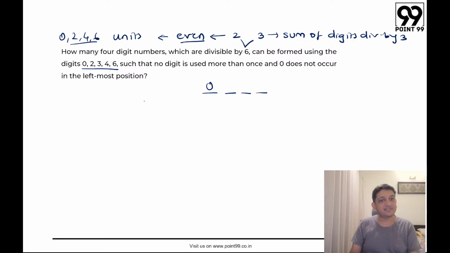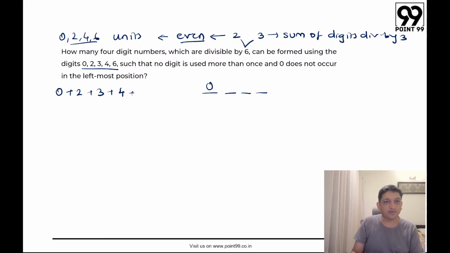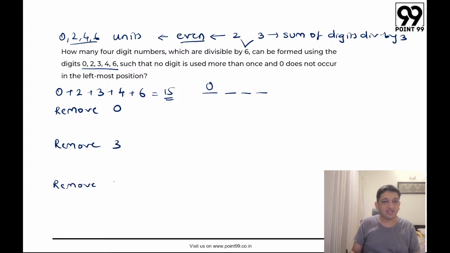Now sum of digits should be divisible by 3 and I want to make a 4-digit number, which basically means that I need to eliminate one of these digits as well. So let's see what the sum of these digits is. 0 plus 2 plus 3 plus 4 plus 6 is nothing but 15. So this is already a multiple of 3. So if I have to remove something, I will have to remove a multiple of 3. So I can either remove a 0 or I can remove a 3 or I can remove a 6. Okay? So I have 3 cases. One wherein I remove a 0, second when I remove a 3 and third when I remove a 6.